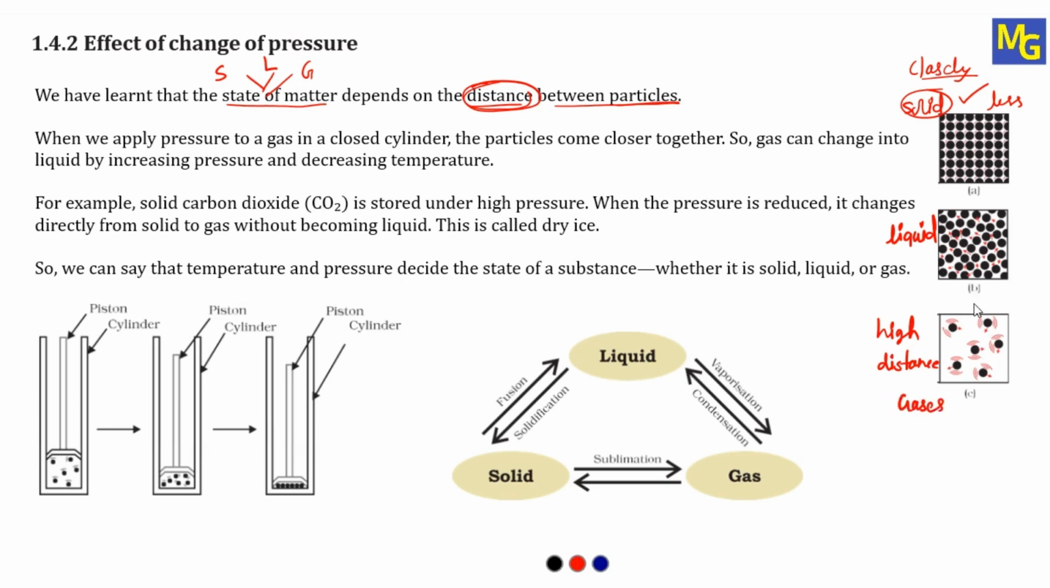So this is the meaning: the distance between the particles will decide the state of matter. Here the distance is less, so the state is solid. The distance is a little more, the state is liquid. The distance is very high, the state is gas.